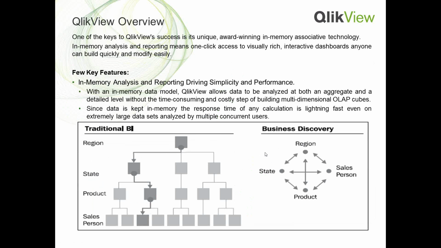For example, the OLAP cube is built in Cognos, in Hyperion Essbase, and the cubes are very difficult to maintain, very difficult to change as well. Okay. Qlikview in contrast works very simply. What it does is it connects every data or every point of data to every other data. In a traditional BI, region is not connected to a salesperson directly. We have to follow a particular path.